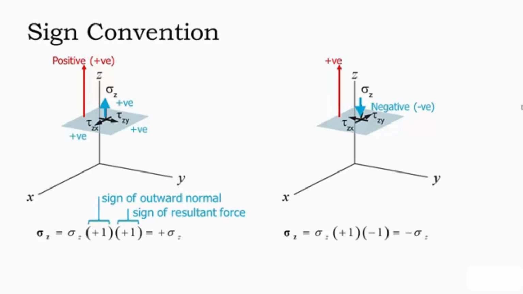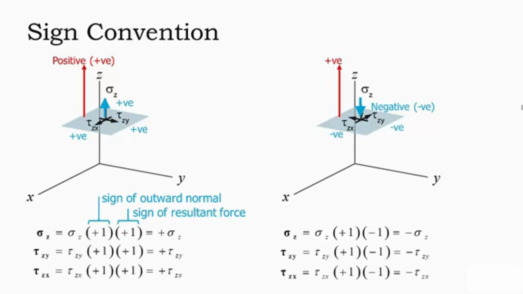If we apply that to the shear stress components on the left example, we see that they are all in the positive direction, while on the right, they are all in the negative direction.